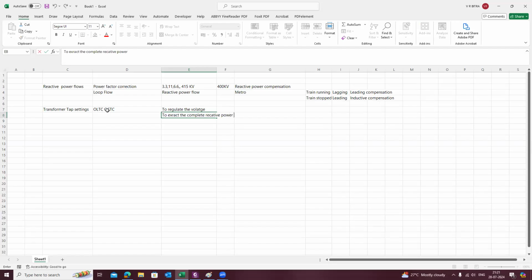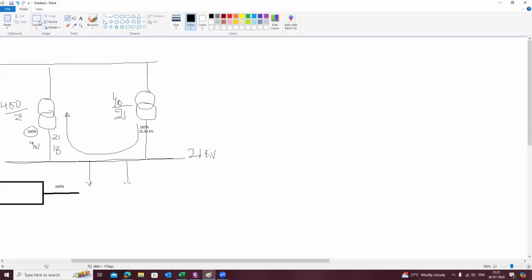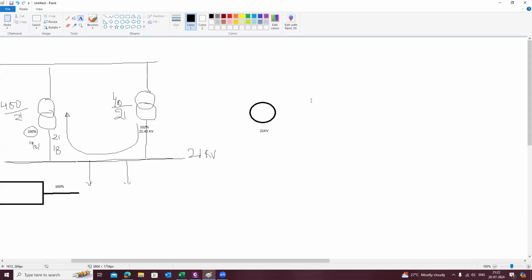Complete reactive power from the generator. In systems like thermal power plants, the generator voltage is, suppose, 21 kV. But this 21 kV generator will not be directly connected to the grid, because of the transmission losses.